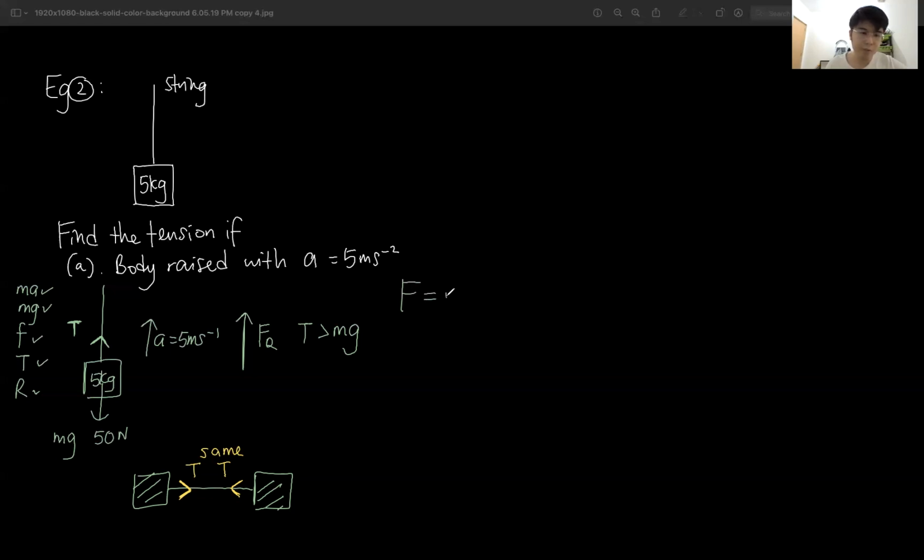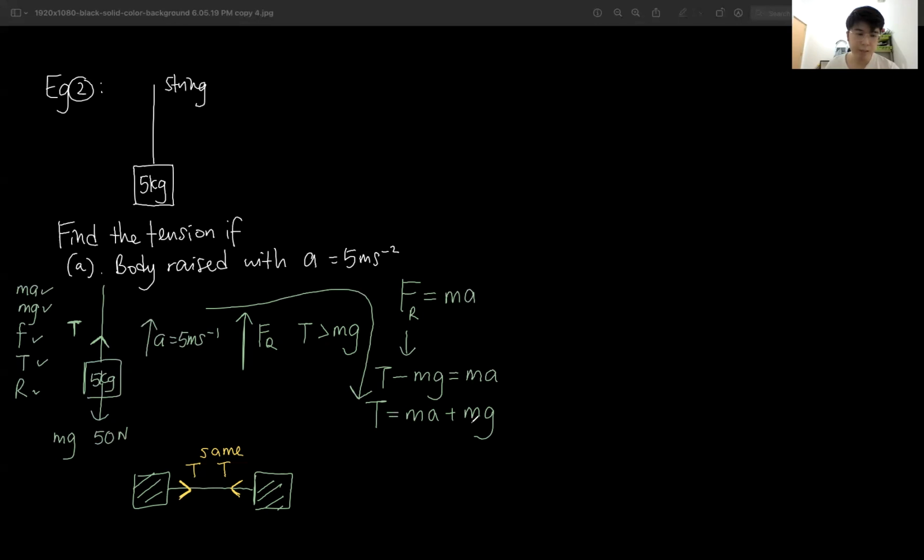So F equals ma. Resultant force is calculated by taking the bigger minus the smaller, equals ma. So T equals ma plus mg. Okay, so you see the process of coming to this. So understand the process. Don't just memorize the equation.